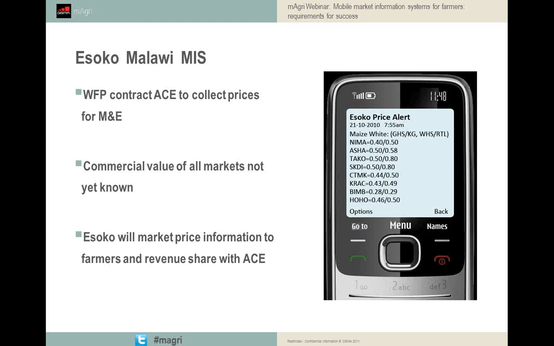So currently, ACE is collecting the prices, and Esoko will market the price information to farmers and will revenue share with ACE. Next slide, please.